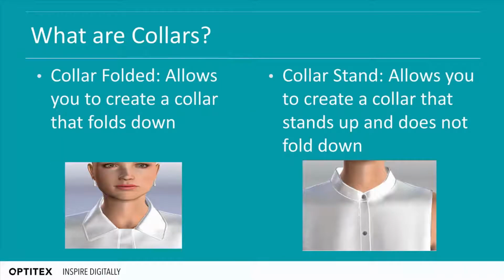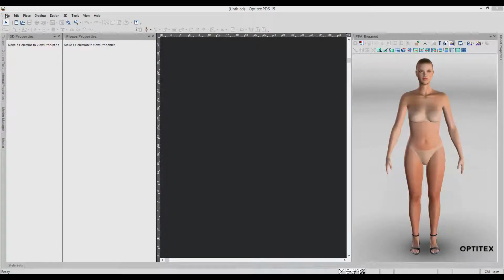There are two types of collars that can be created in the PDS. Collar folded, or otherwise known as top collar, allows you to create a collar that folds down. Collar stand, or otherwise known as base collar, allows you to create a collar that stands up and does not fold down. A collar stand can be used as a base for a folded collar, or it can be a collar on its own. To help demonstrate the two types of collars, we will show you how to take a basic shirt and add a folded collar and collar stand as the base.